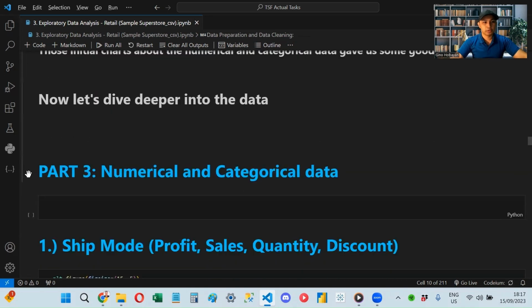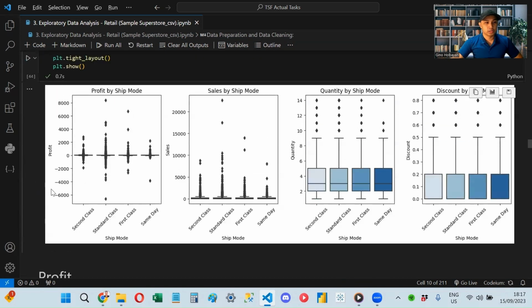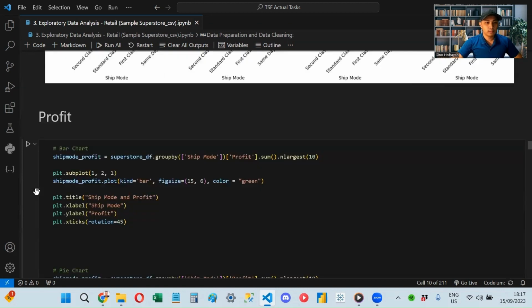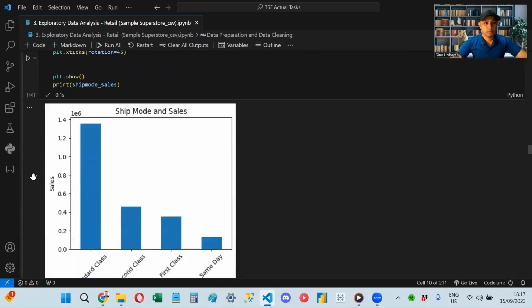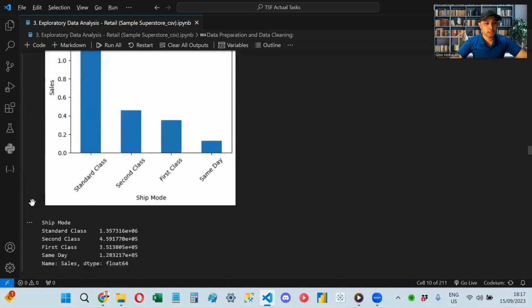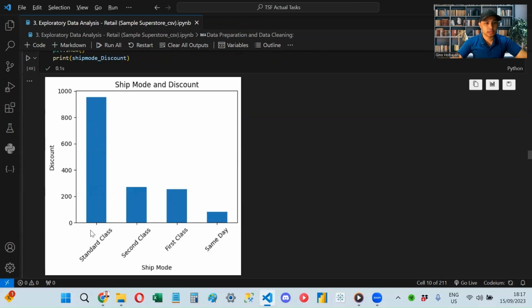All right. Part 3, this is where we will get most of our insights. Number 1 is ship mode. We'll check its profit, sales, quantity, and discount. I just used a box plot to explore the data a little more. For profit, we can clearly see that standard class is where we make 57% of our profit, while same-day ship mode only amounts to 5.5%. In sales, standard class is number 1. Quantity, standard class. And for discount, standard class.